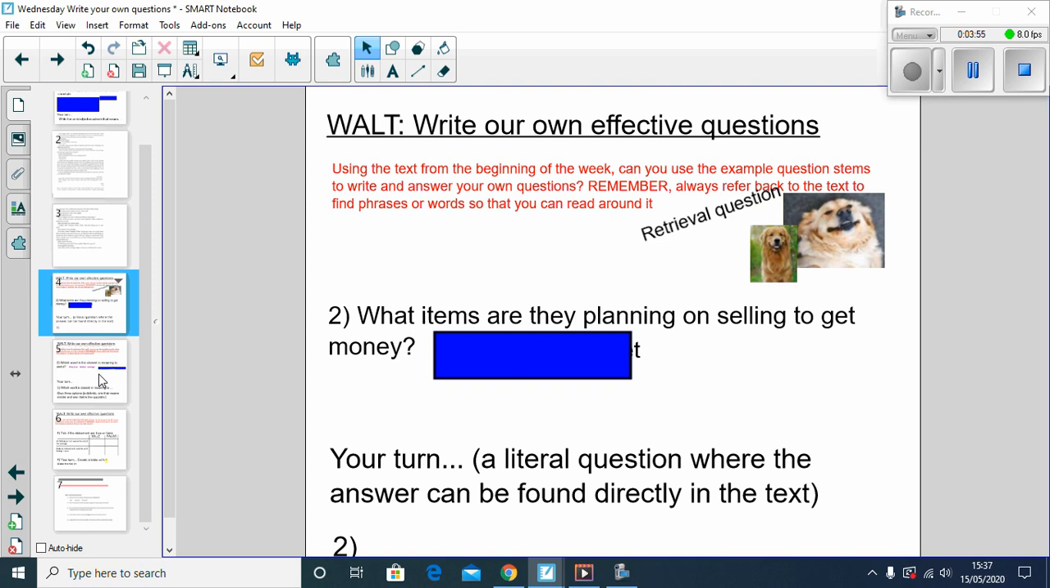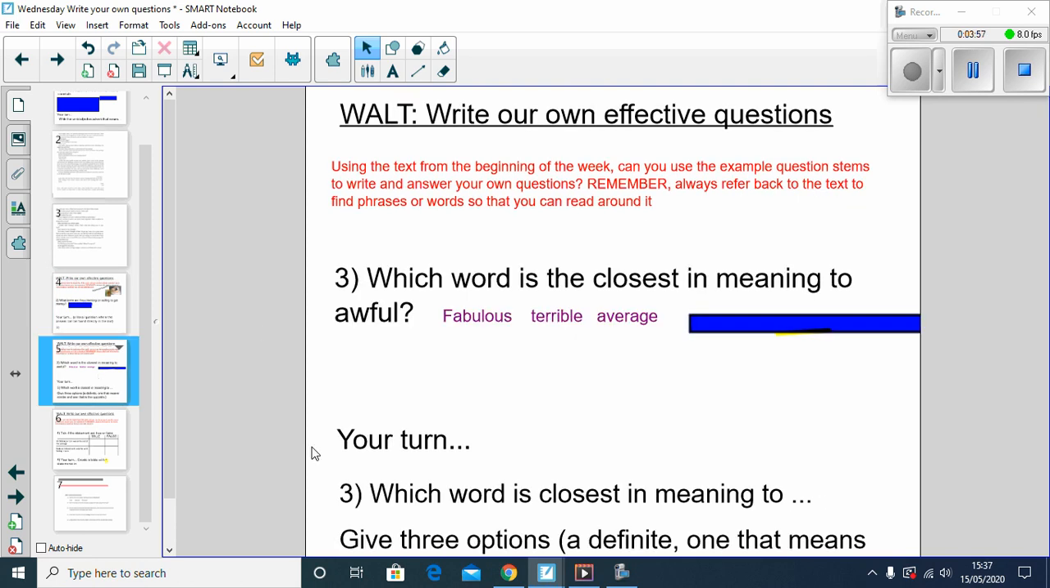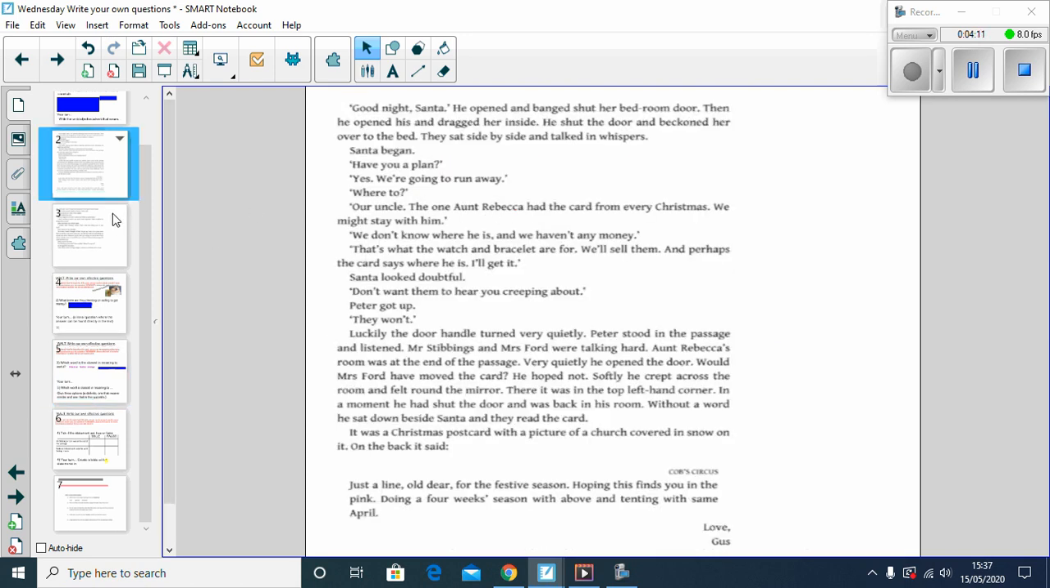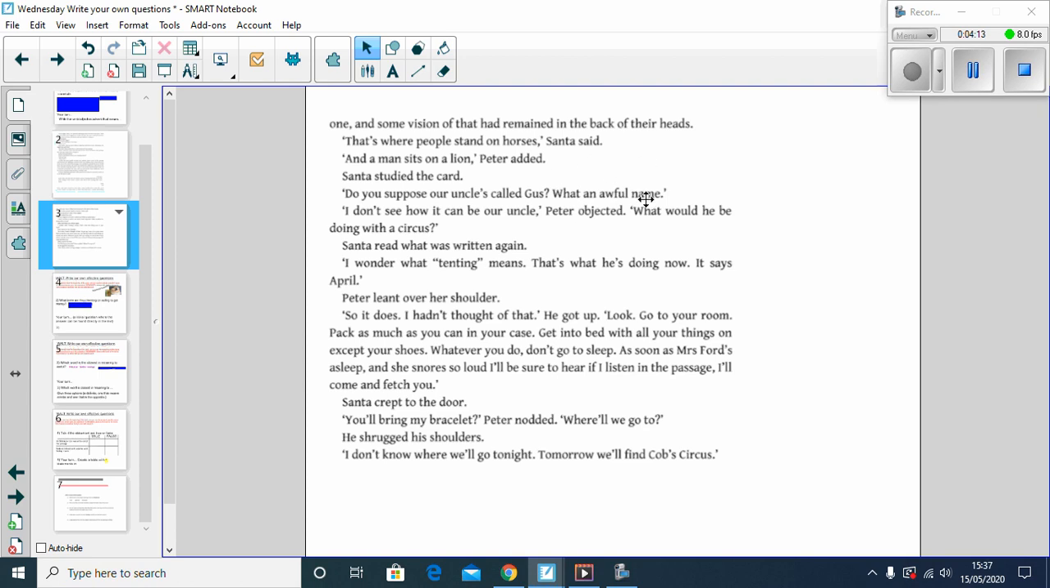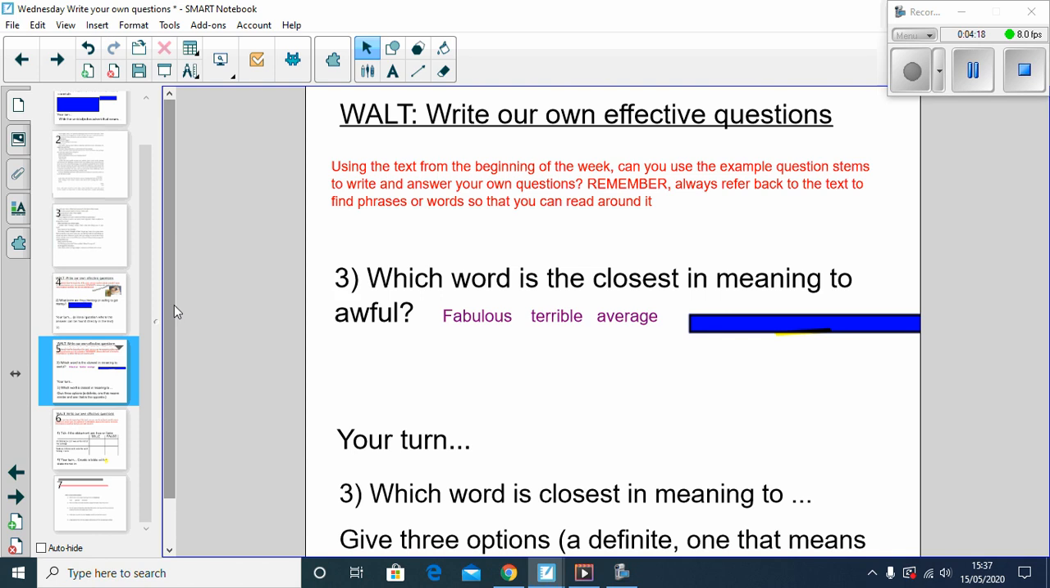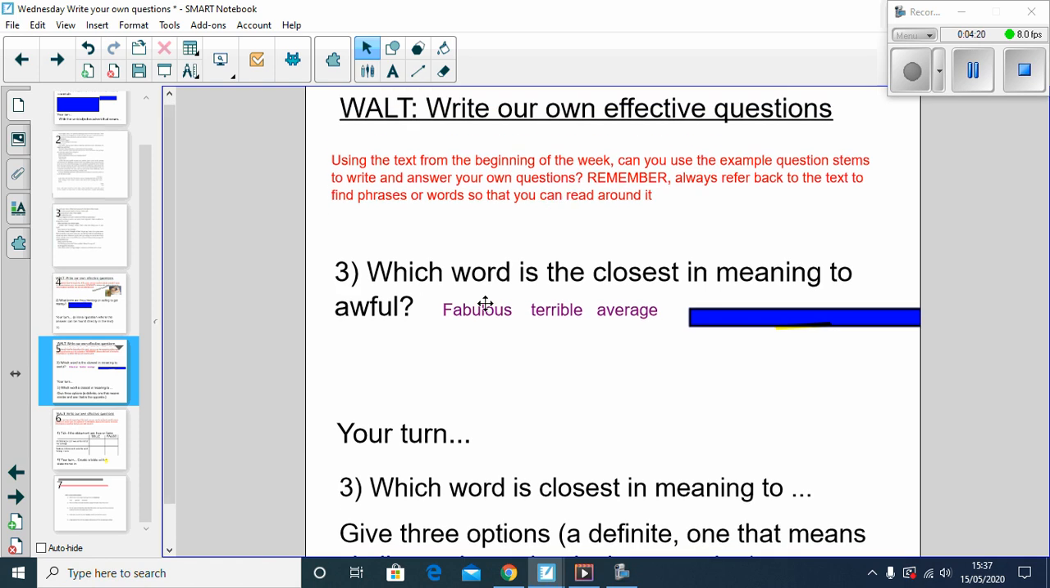All right, well done. We're now on to question number 3. For this one, we've got "which word is the closest in meaning to", and then you pick a word from the text. Now, I picked the adjective "awful" here. What an awful name. Because I thought maybe some people might be confused about what the word awful means, and then you pick 3 potential answers, and we'll go through what each of those needs to be.